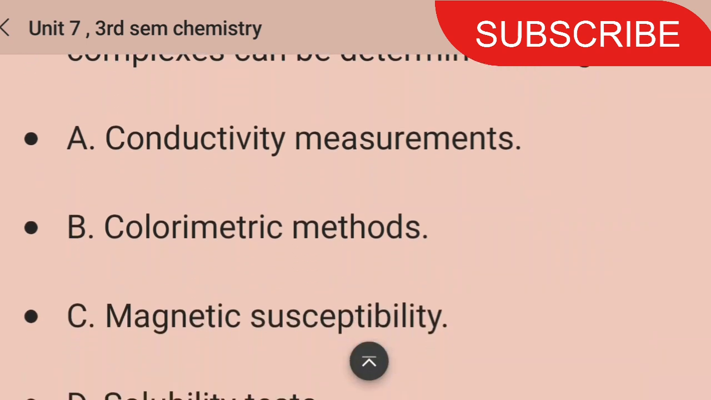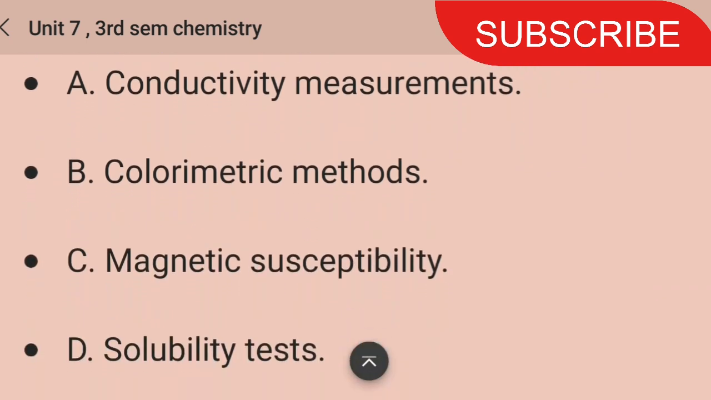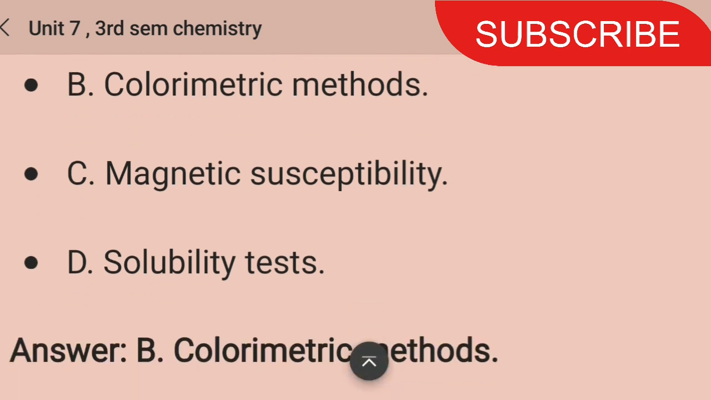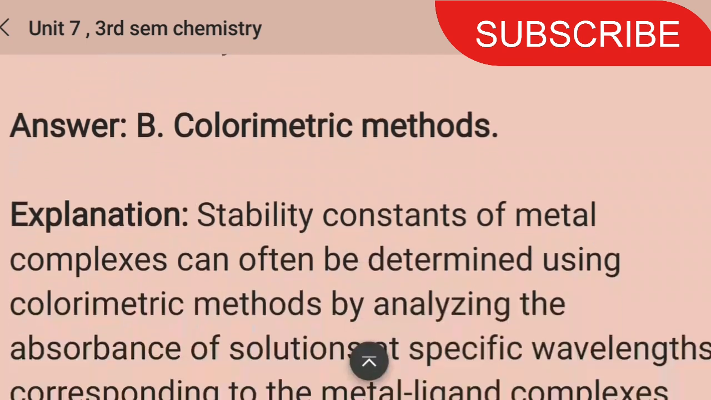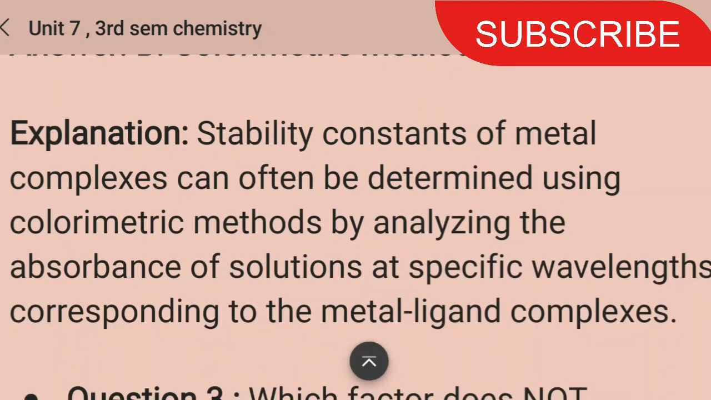Conductivity measurements, B. colorimetric methods, C. magnetic susceptibility, D. solubility test. And the answer is colorimetric methods. Explanation. Stability constants of metal complexes can often be determined using colorimetric methods by analyzing the absorbance of solutions at specific wavelengths corresponding to the metal ligand complexes.